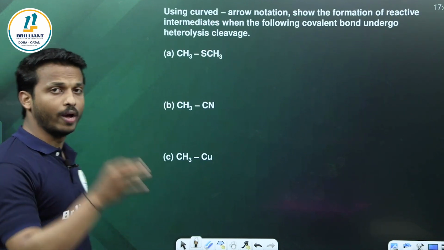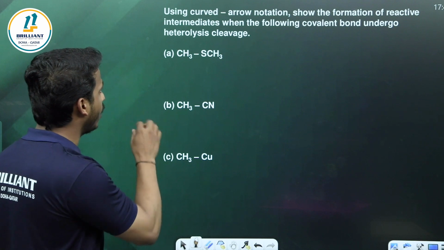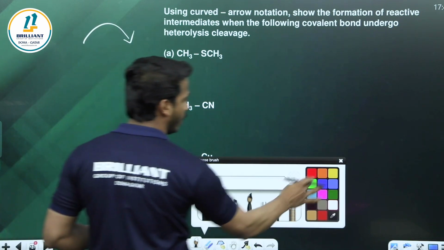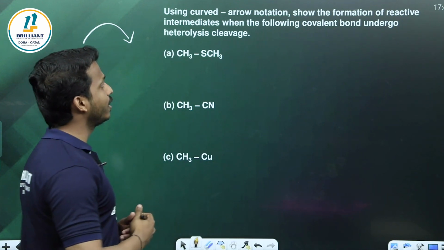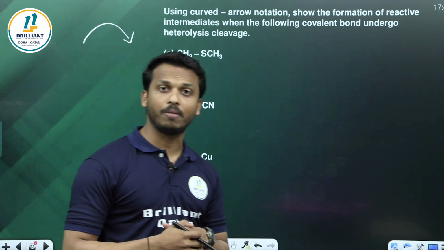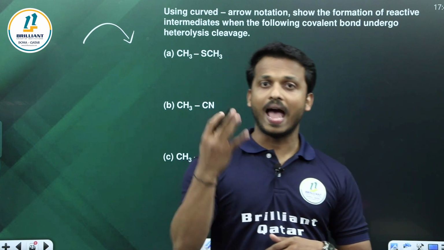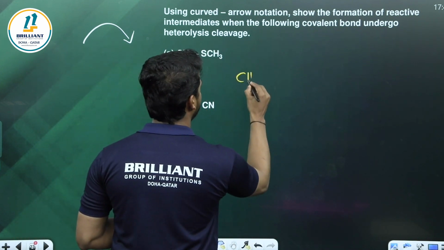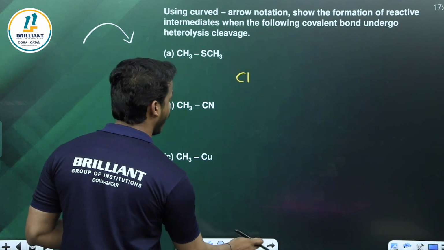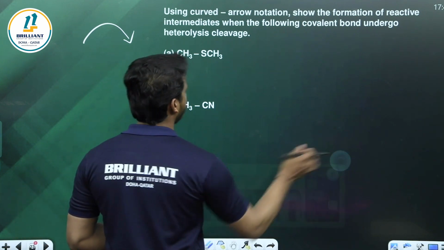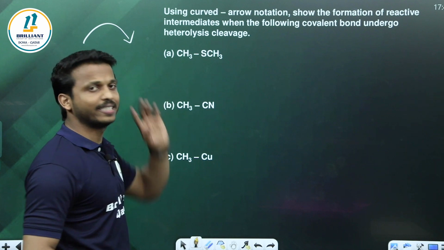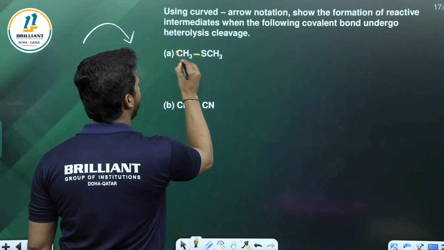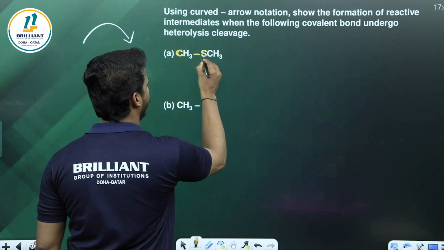Using curved arrow, NCERT question. What is curved arrow notation? This one. Using curved arrow notation, show the intermediates formed. What are intermediates? Whether it is a cation, anion, free radical, etc. Let me take the first one, CH3 SCH3. Let me explain here itself. Carefully listen, all simple. See, this bond is actually connected to which elements directly? Here carbon and here sulfur.